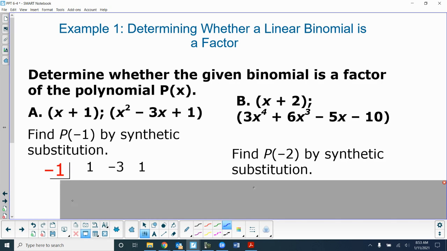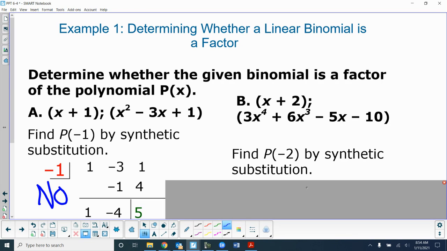Drop the 1. What's negative 1 times 1? Negative 1. What's a negative 3 plus a negative 1? Negative 4. What's a negative 1 times negative 4? 4. What's 1 plus 4? 5. Is that a factor of that? No. Because that was not a what? 0. So, is that an easy type of problem? Yeah. I told you it's easy, right? You just got to start believing.